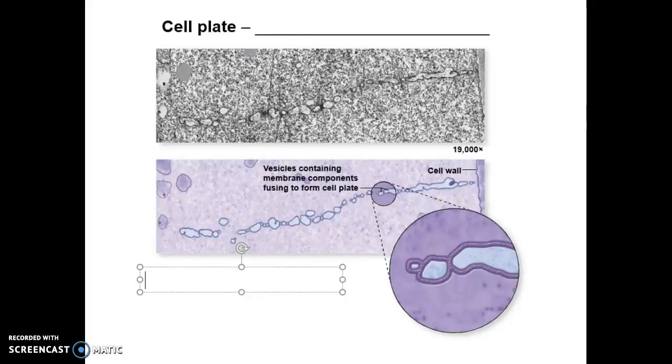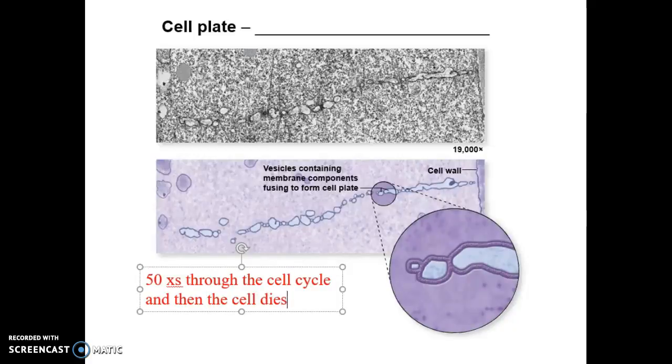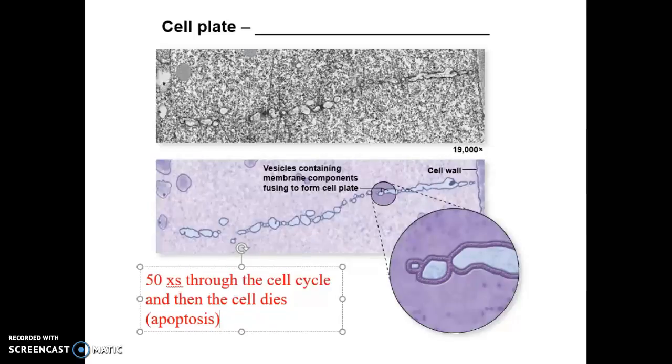So let me make a note here. 50 times. And then the cell dies. It goes through this process called apoptosis. That is a normal, natural process.